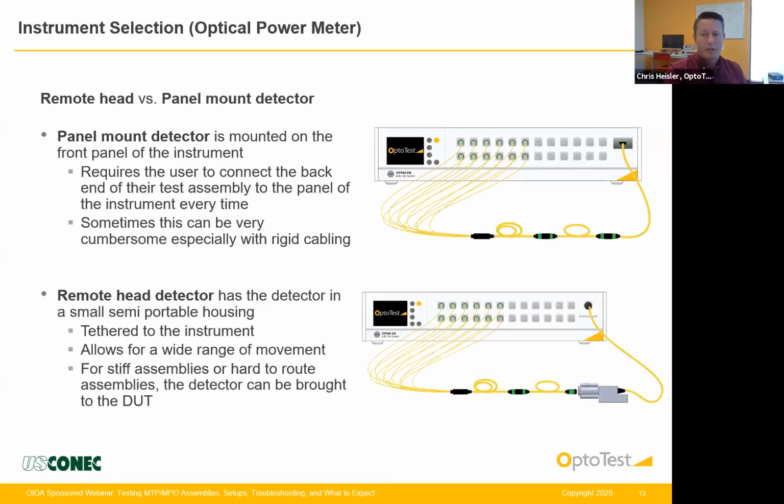A remote head detector has the detector in a small, semi-portable housing. The detector is tethered to the instrument with a flexible cable. This allows for a wide range of movement. For stiff, rugged assemblies, the technician can simply move the remote head to the DUT rather than needing to bring the DUT to the power meter.